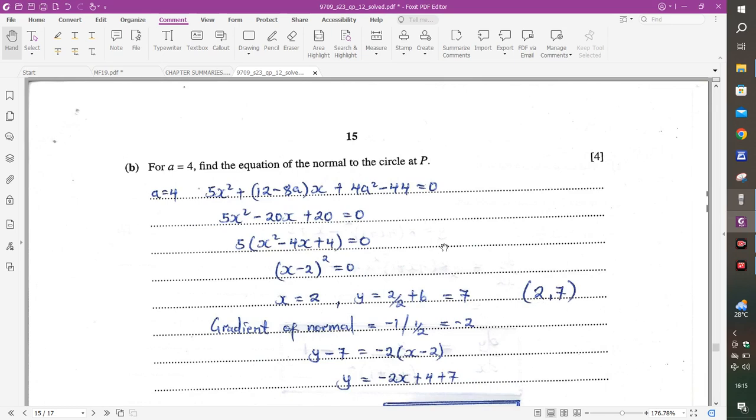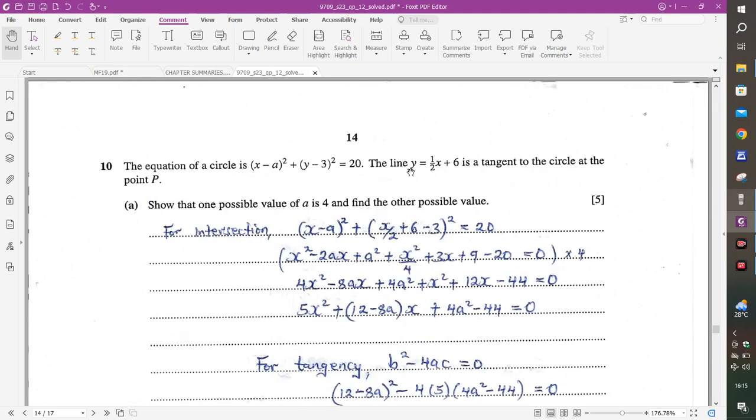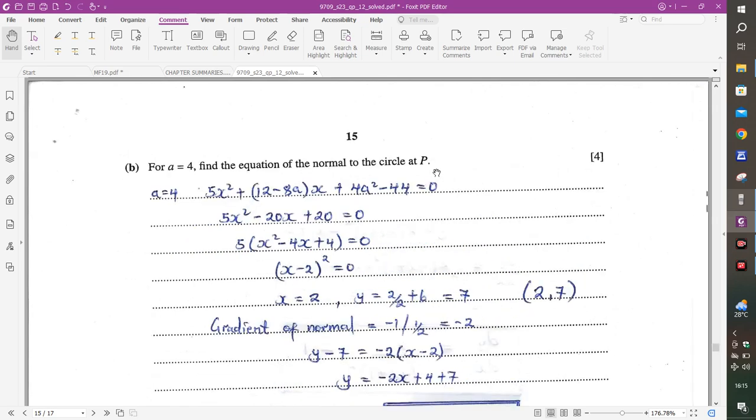Now, we have a tangent. The equation of the tangent is y equals x over 2 plus 6. The tangent and the normal are perpendicular lines. So the gradient of this tangent is a half. That means the gradient of the normal will be negative 1 divided by the gradient of the tangent, so that would be negative 2. Remember, the product of gradients of two lines which are perpendicular is always equal to negative 1. So m1 times m2 is equal to negative 1.